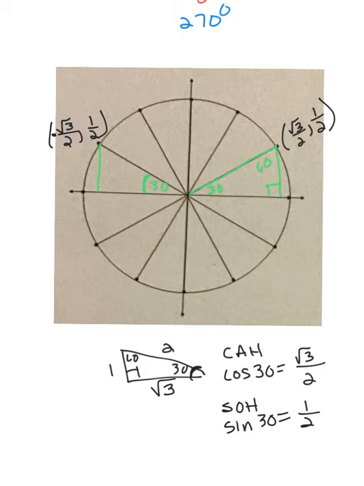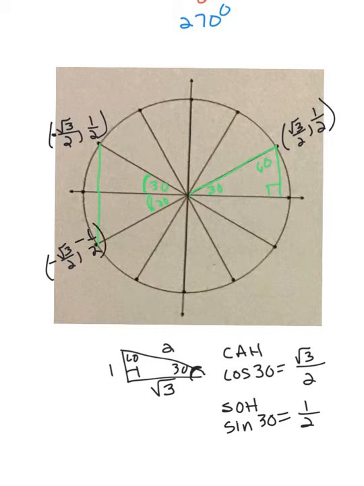If we go down into the third quadrant, we have another 30-degree reference angle right here. So we have another 30, 60, 90. The order of our coordinates is going to stay the same, but when you are in the third quadrant, both of them must be negative. So the x-coordinate is the cosine of 30, negative square root of 3 over 2. The y-coordinate is the sine of 30, which in the third quadrant is negative 1/2.